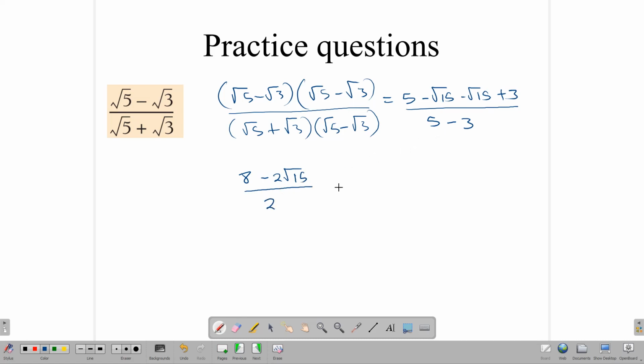We can further simplify this, dividing both numerator and denominator by 2. 2 into 8 gives us 4, and 2 into 2 gives us 1. So that's 4 minus the square root of 15. So this would be a further simplified answer. It's a very, very useful technique to learn, especially when you want to evaluate limits and things like those. It's very useful to learn how to rationalize a denominator and how to rationalize using the conjugate of the denominator.